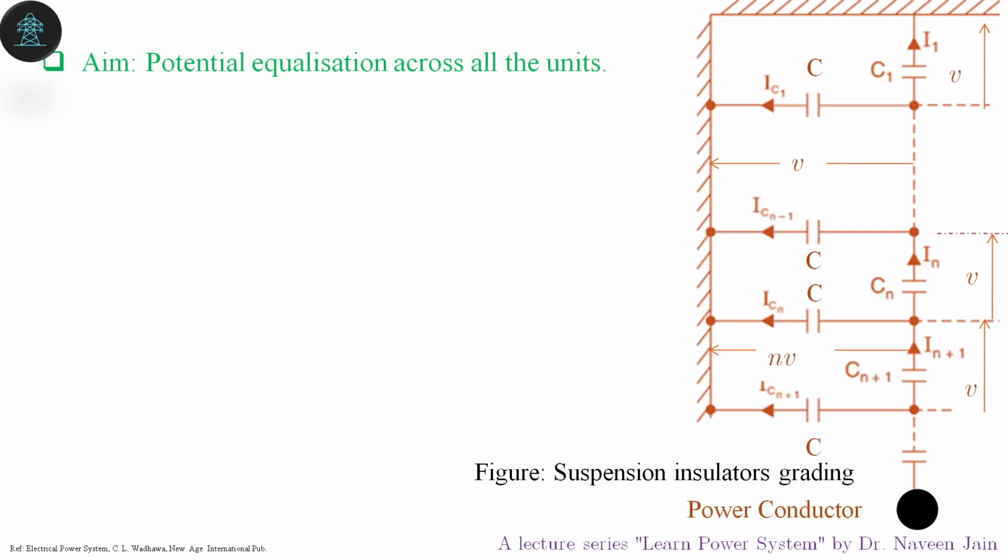The aim of this grading is potential equalization across all the units. So in this diagram, we consider different types of disc insulators, and they offer different capacitances C1, C2, C3, Cn, Cn plus 1. Now, the current through the capacitance C is IC1. The voltage drop across this capacitance is V. It is also important to notice that the voltage drop across all the disk insulators is the same, shown by the small letter V.